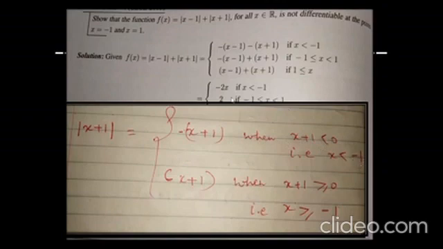So now we can write the value of the mod of x plus 1 as minus (x plus 1) when x is less than minus 1. When it is the positive value, then we can say when x plus 1 is more than or equal to 0, that is, when x is more than or equal to minus 1. Now this concept we can easily apply to write the second term of the given function. If x is less than minus 1, the function value becomes minus (x plus 1). So write the second term here.